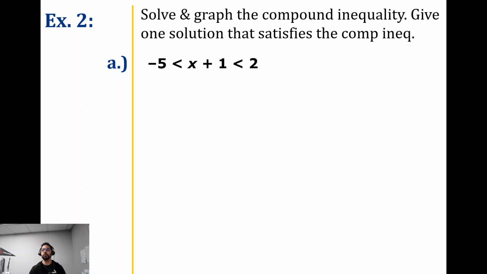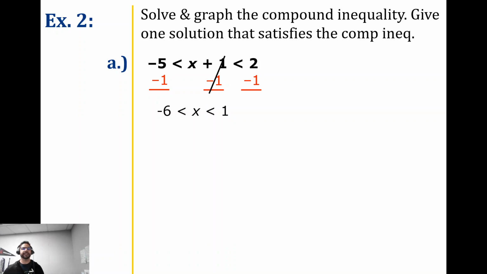So starting in the center, go ahead and write subtract 1 underneath the plus 1. And then we're also going to do that on the left side. So put a subtract 1 underneath the negative 5. And then again, a subtract 1 underneath the positive 2. So it looks like this in the middle, left, and right. And if we clean it up, it now looks like this. Negative 6 is less than x is less than 1. We don't have to do any division or multiplication because x is already isolated there in the center.